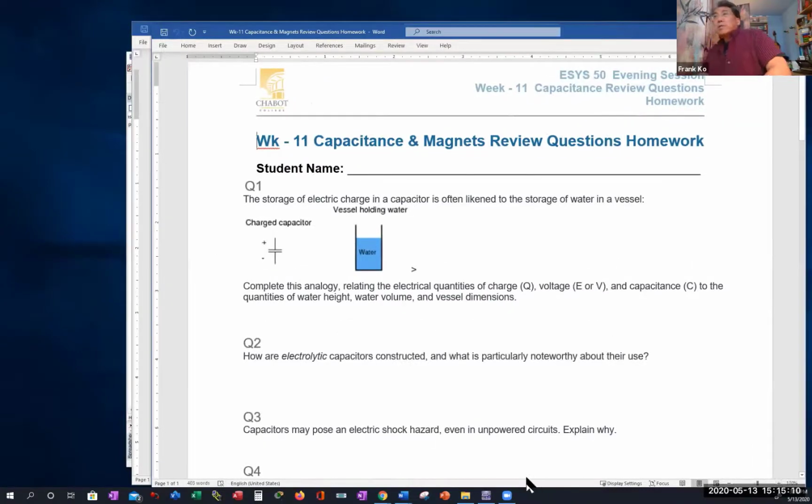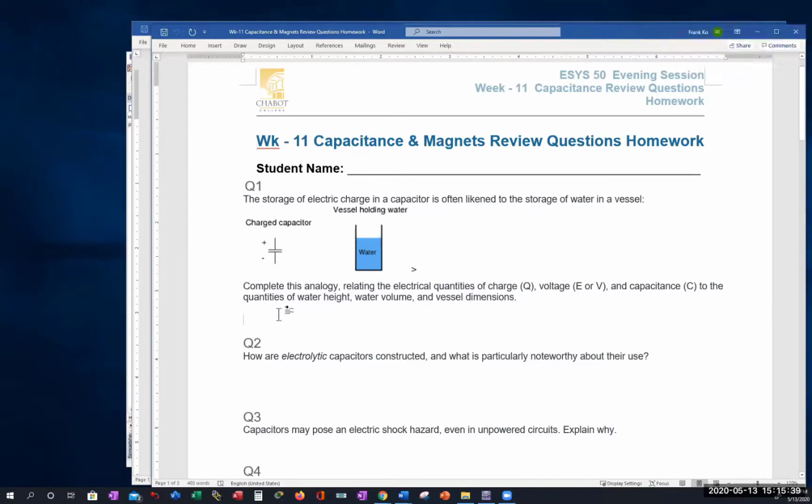So, capacitance and magnet review questions. Storage of electric charge in a capacitor is often linked to storage of water in a vessel. A capacitor is similar to a vessel holding water. It's holding charge. To complete this analogy, relate the electrical quantities of charge, voltage, and capacitance to the quantities of water, height, and volume.